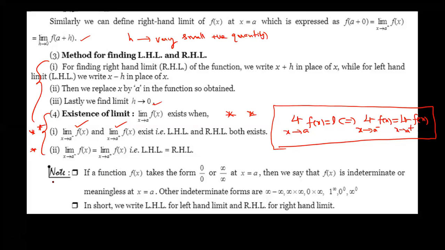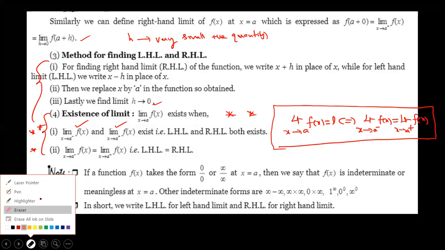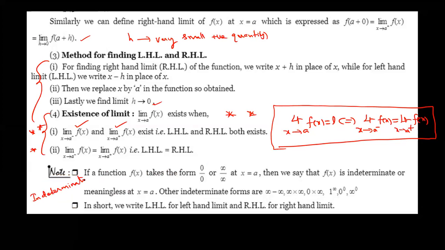Now, note, see, these are the indeterminate forms. That means these are infinite limits, indeterminate forms. Like 0 by 0, infinity by infinity. Then we say that f of x is indeterminate, meaningless. Okay, now see some examples. Infinity minus infinity, infinity into infinity, 0 into infinity, 1 power infinity, 0 power 0. These are indeterminate forms, dear students.